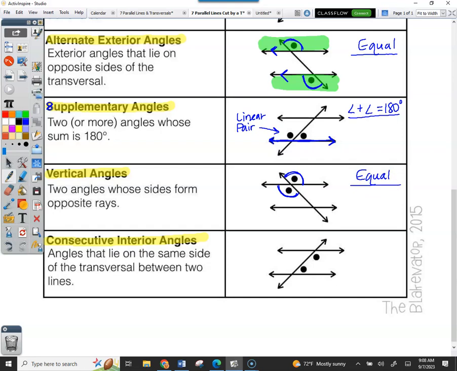Now the last one's new. It's called consecutive interior angles. We are going to write a second name for it, because sometimes it's called something else, and we're going to write it right here above it. I need you to know it's referring to this right here, okay? I'll draw an arrow. Same side interior angles. Sometimes they're called consecutive interior, sometimes they're called same side interior.